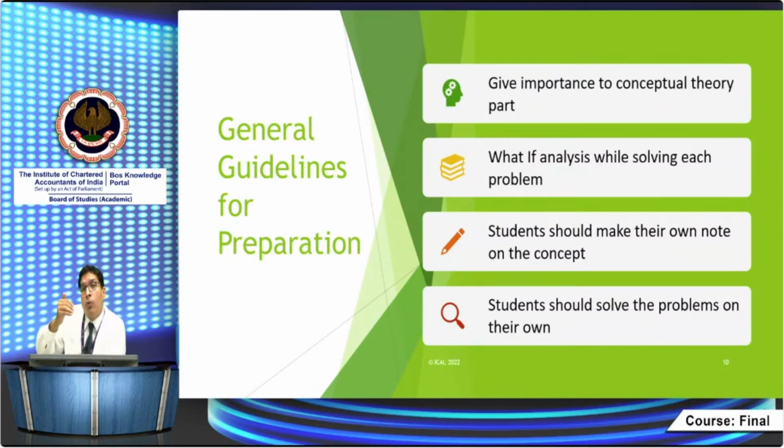You have to link this theory with the solution of that particular question.